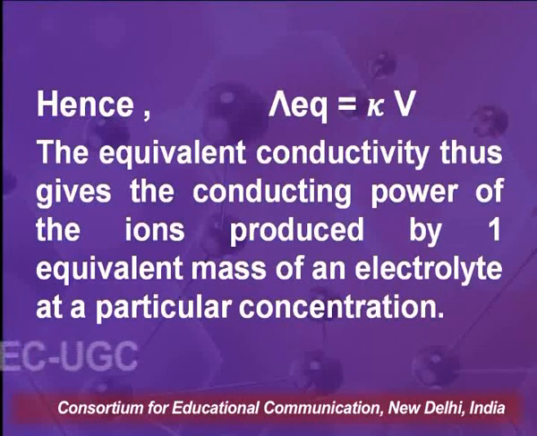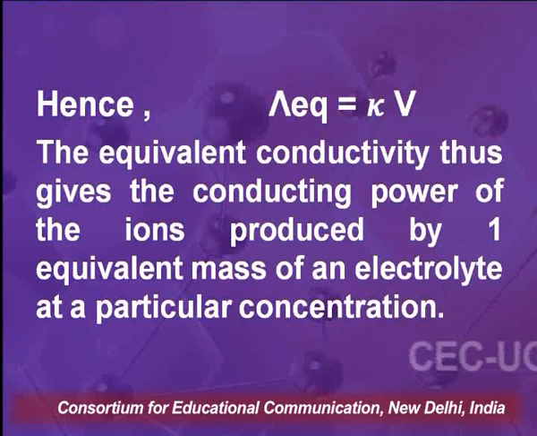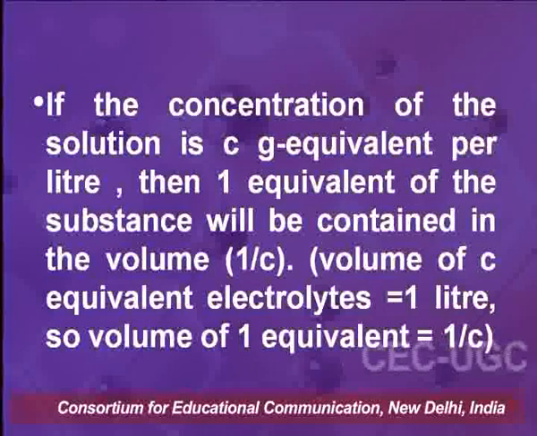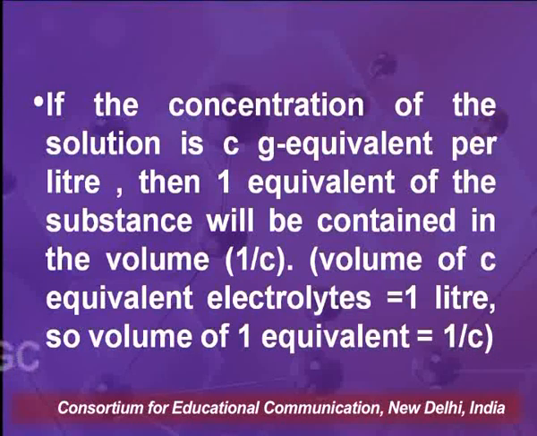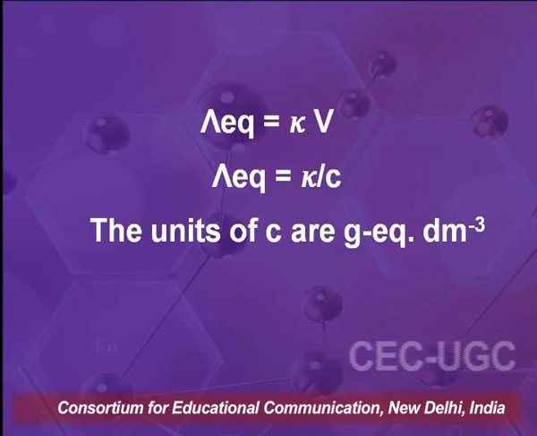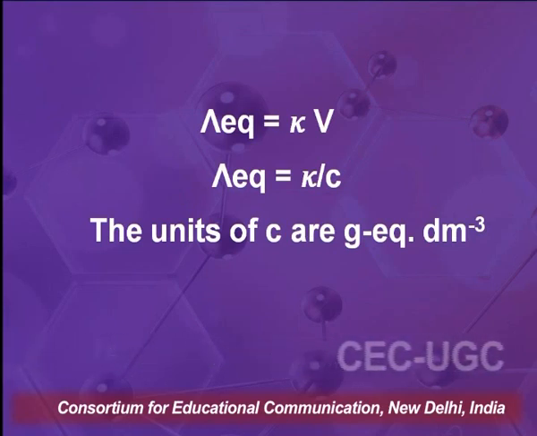The equivalent conductivity thus gives the conducting power of the ions produced by one equivalent mass of an electrolyte at a particular concentration. If the concentration of the solution is C gram equivalents per liter, then one equivalent of the substance will be contained in the volume 1 by C. So, lambda equivalent can be written as lambda equivalent is equal to kappa by C, where units of C are gram equivalent decimeter minus 3.